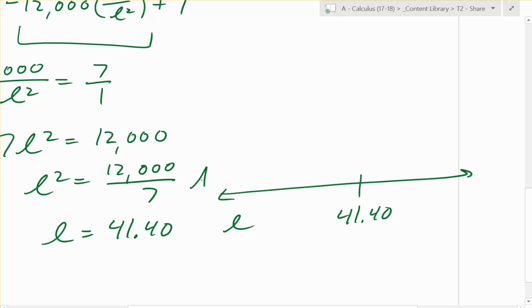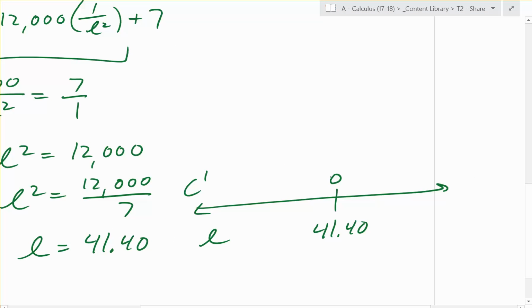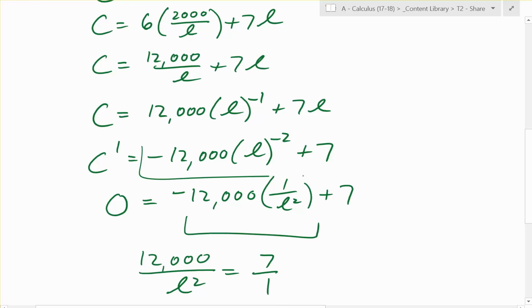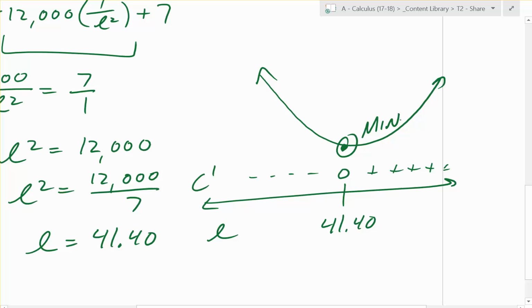And then you have the cost derivative, the change in cost. So we know it's 0 there. But what you find out is when you plug into the derivative, which is right here, plug in a number to the left of 41.4, it's negative over here, and it's positive over here. So that means the cost is going down and then up. So that we've just verified that it is a minimum. So the minimum cost occurs when L is 41.4.